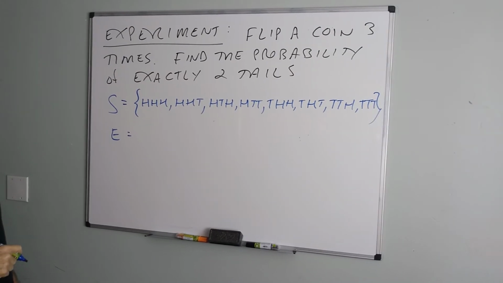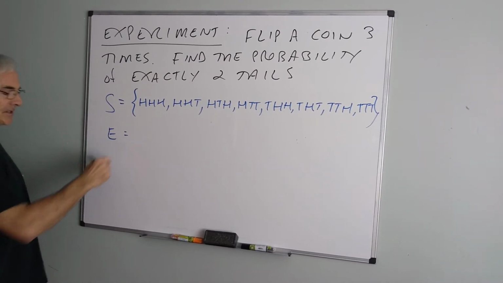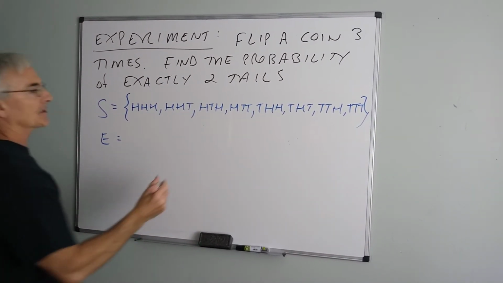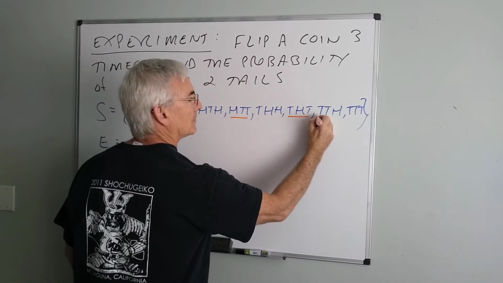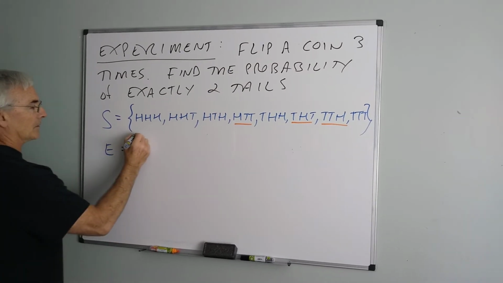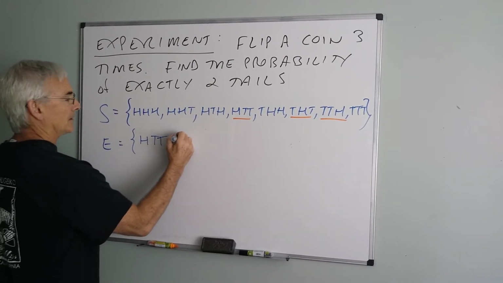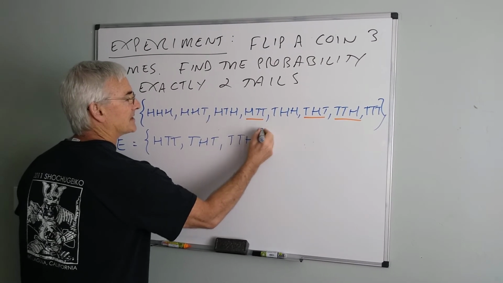So these are all the possible outcomes. All of them are equally likely. The event that we're interested in is the event where we get exactly 2 tails. So let's consider which ones those are. So it looks like that outcome, that outcome, that outcome. So this particular event will be heads, tails, tails; tails, heads, tails; tails, tails, heads.